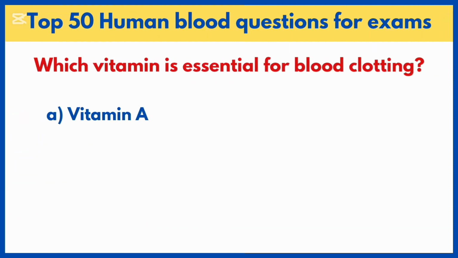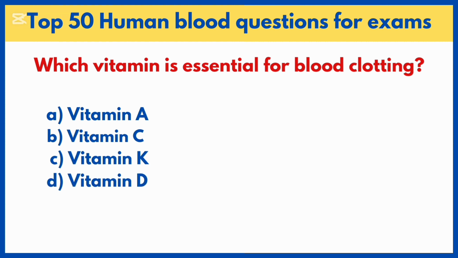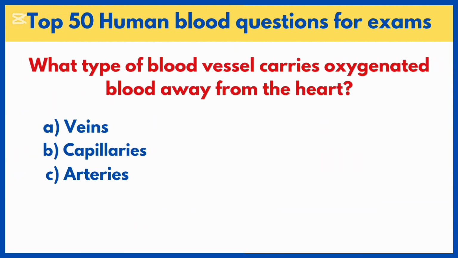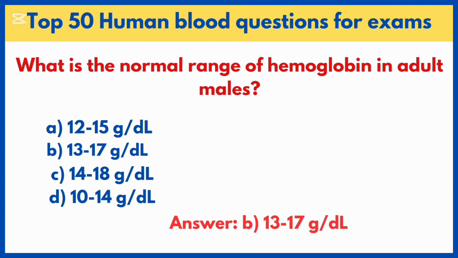Which vitamin is essential for blood clotting? Correct answer is option C, vitamin K. What type of blood vessel carries oxygenated blood away from the heart? Correct answer is option C, arteries.